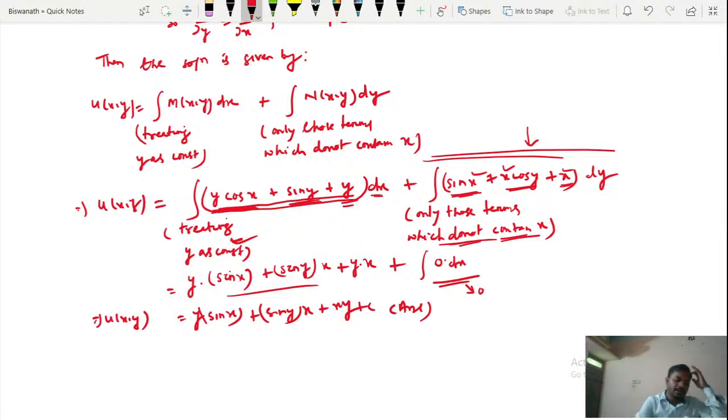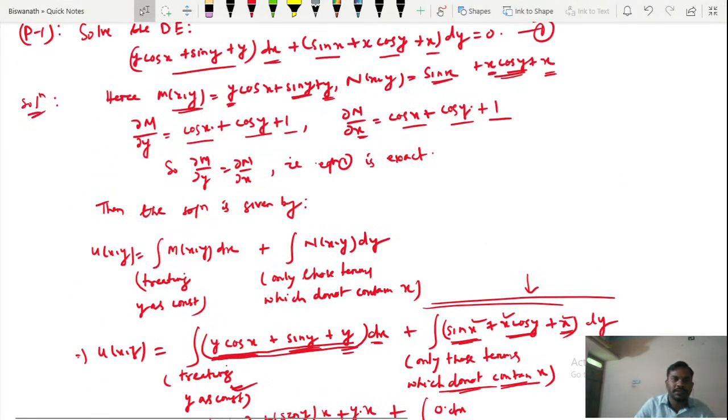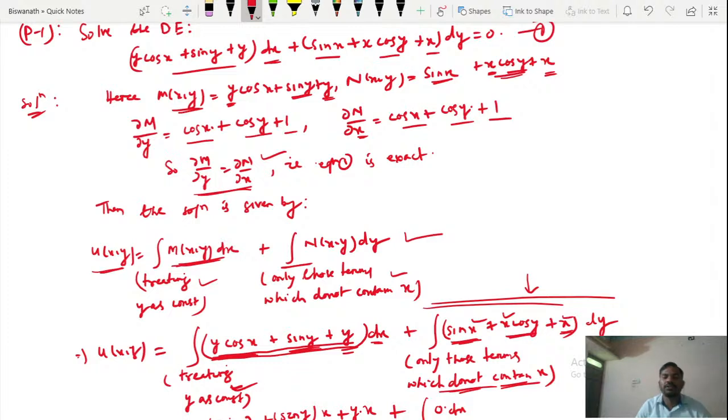So in this way, if any differential equation is given, then you can check whether it is exact or not. If del m by del y equals del n by del x, then it is exact. If it is exact, then this is the way to find the solution. That means u of xy is the integration of M of xy dx treating y as constant, plus the integration of N of xy dy, only those terms which do not contain x.